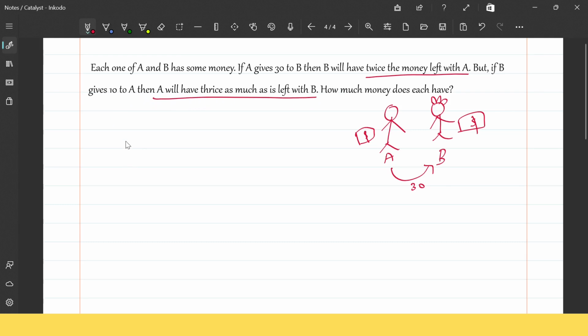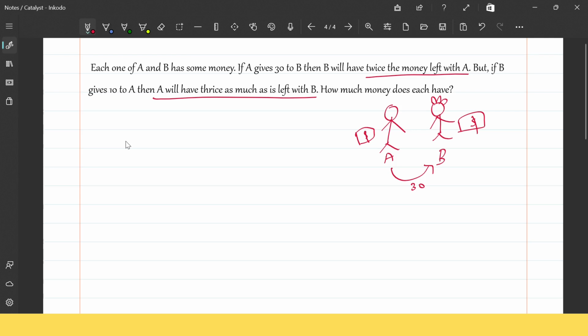Now this is purely a play with the language. There's nothing in such questions. You just have to focus very carefully and solve them. Just understand the English. Solving the equations is just a piece of cake. Framing the equations is a piece of cake.